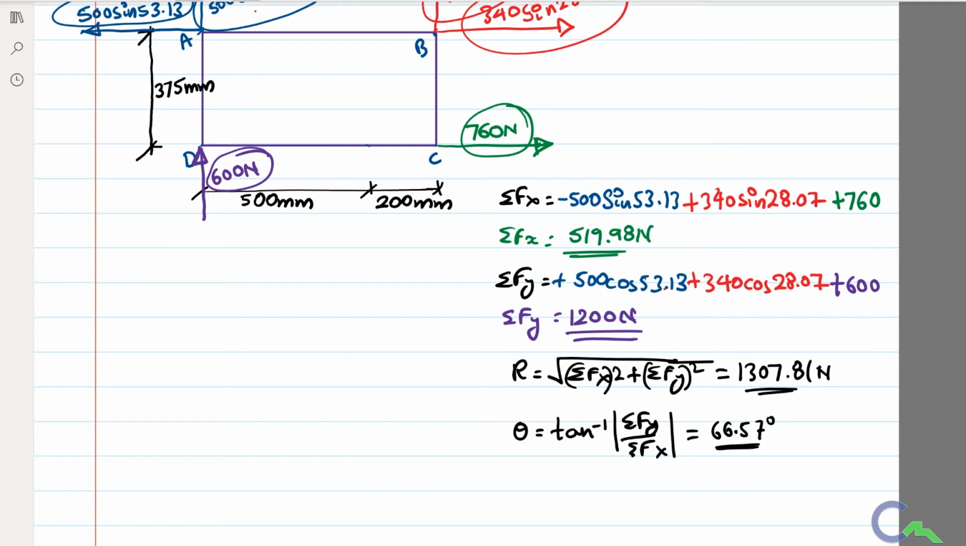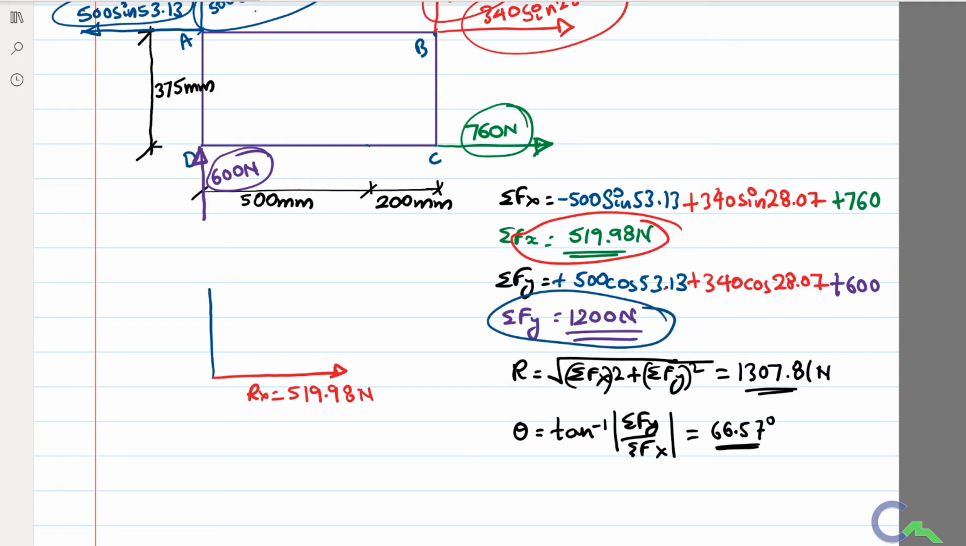So sigma Fx, we got positive value, that value is Rx is equal to 519.98 Newton, it is here. Then we got sigma Fy, that is 200 Newton, that is also positive value. So Ry is equal to 1200 Newton. Therefore resultant is acting in between these two forces, that is somewhere here.